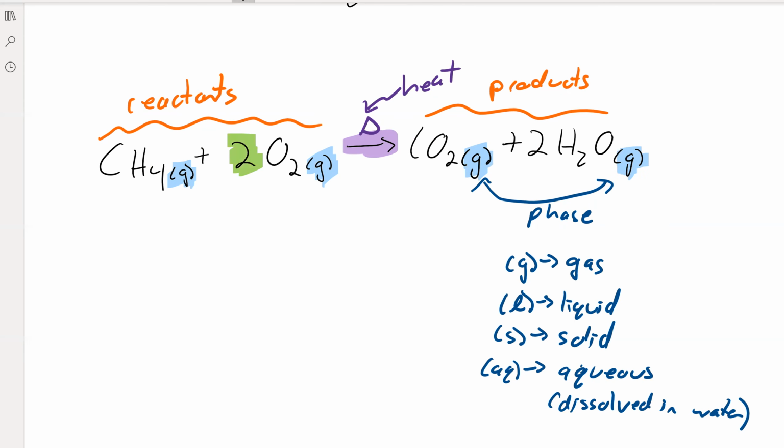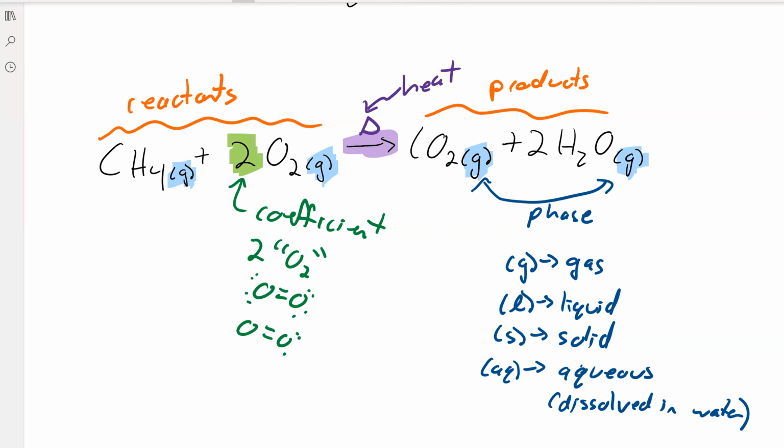Up front here, this 2 right here, this is the coefficient. And that just tells you how many of that compound that you have. So in this case, we have 2 O2s. So we have one O2. The Lewis structure looks like that. And then we have another O2. So in total, we have 4 oxygen atoms, but only 2 molecules of O2. If there's no coefficient in front, that means that you have a 1 there. And the 1 is generally omitted. So if there's no number in front, that means that it's actually just a 1.